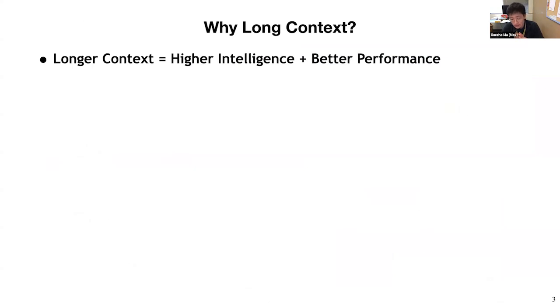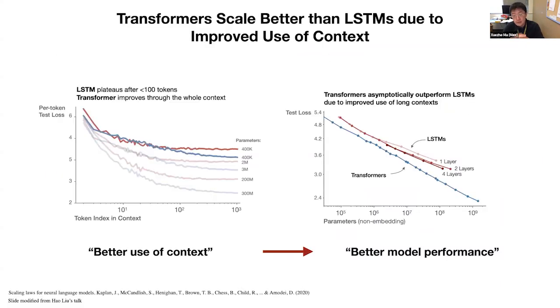Before we dive into the details of long context modeling, we want to first ask why long context is important in today's machine learning. The first motivation is that we believe long context usually equals higher level intelligence and better performance, and it is also a good test bed to measure the capability of an architecture. For example, here is the comparison between LSTM and transformer.